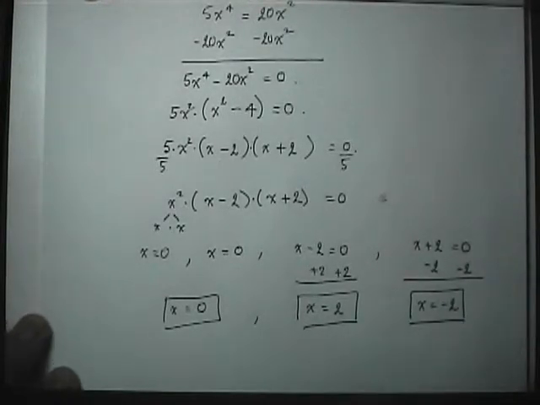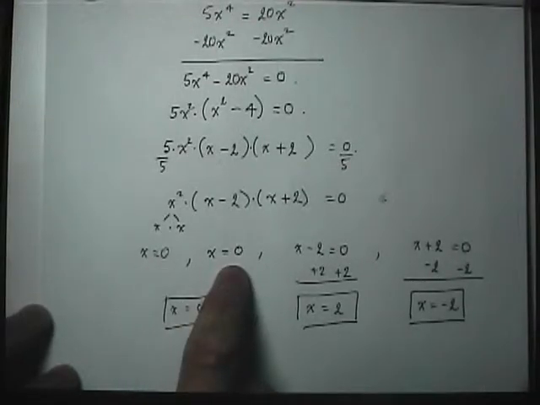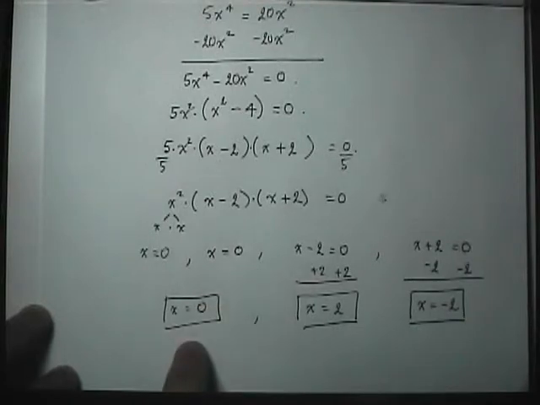So my equation ends up with 3 different solutions. Even though x equals 0 appears identically two times, we count it just once.